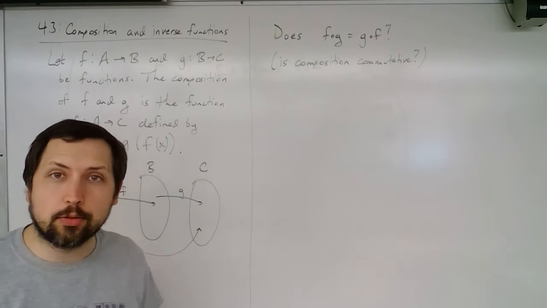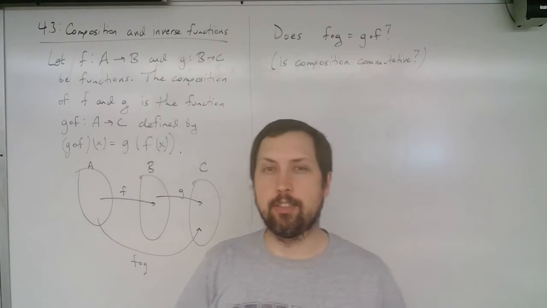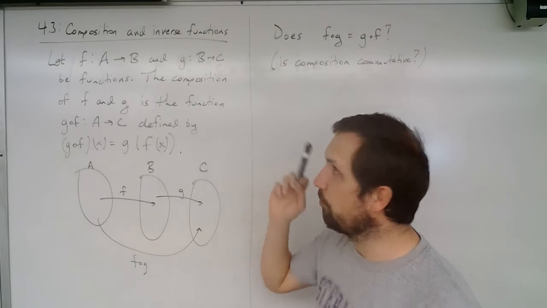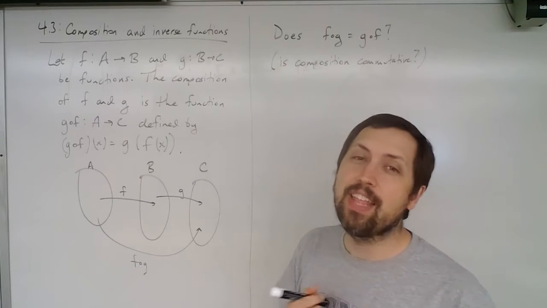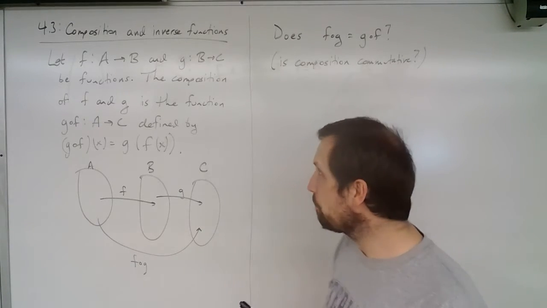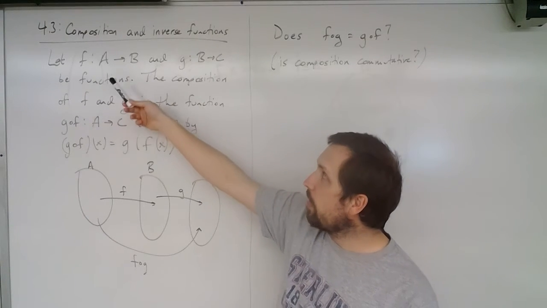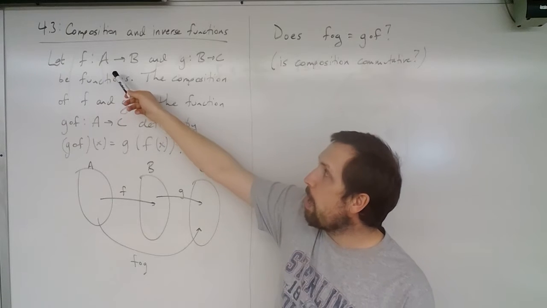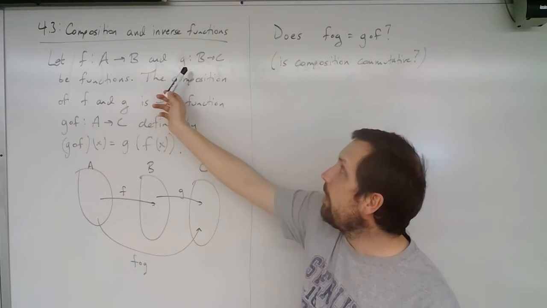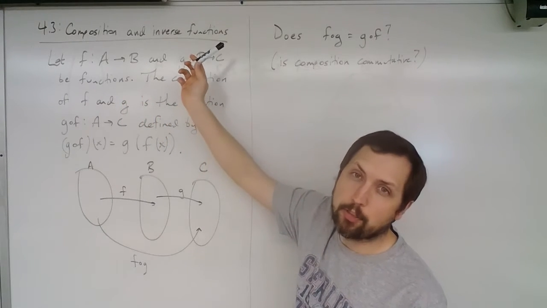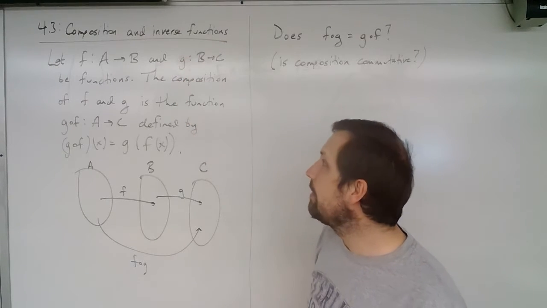Okay, so what I'd like to do is talk a little bit about some new material now, moving on to section 4.3, which is on composition and inverse functions. So just to give a little bit of a definition of what we're looking at here. We're going to have a function f mapping A to B, and g is going to be a second function that's going to map B over to C.